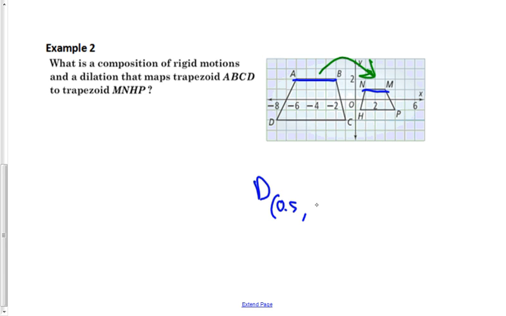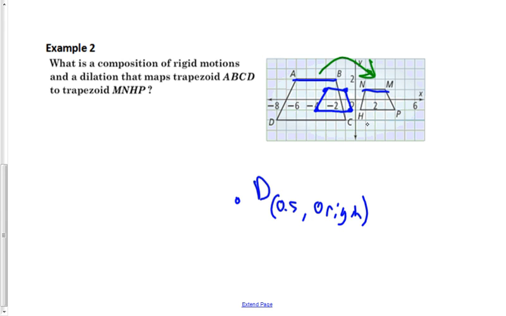So based on the origin, if we did that, it'd be half of them right there. It says negative 6 and 2, so it'd be negative 3 and 1. And then we have negative 8, negative 2, so half of that would be negative 4, negative 1. So there's our new trapezoid.